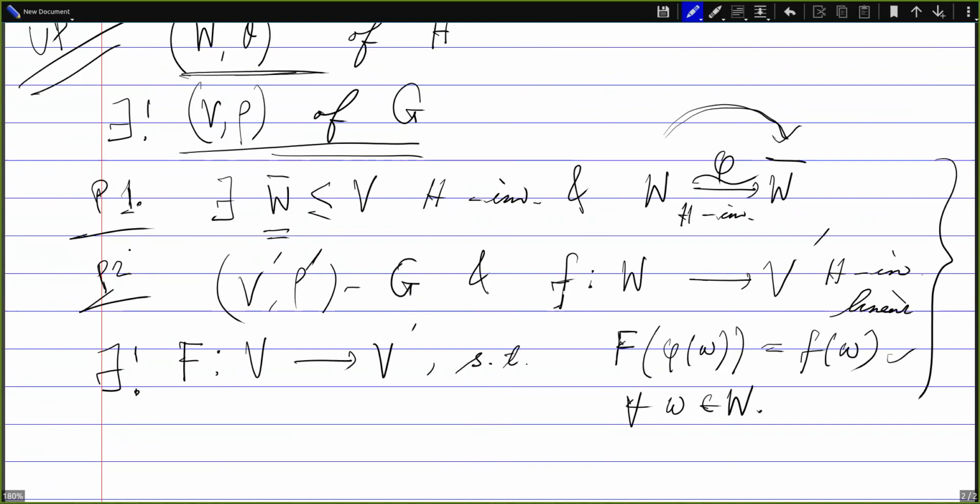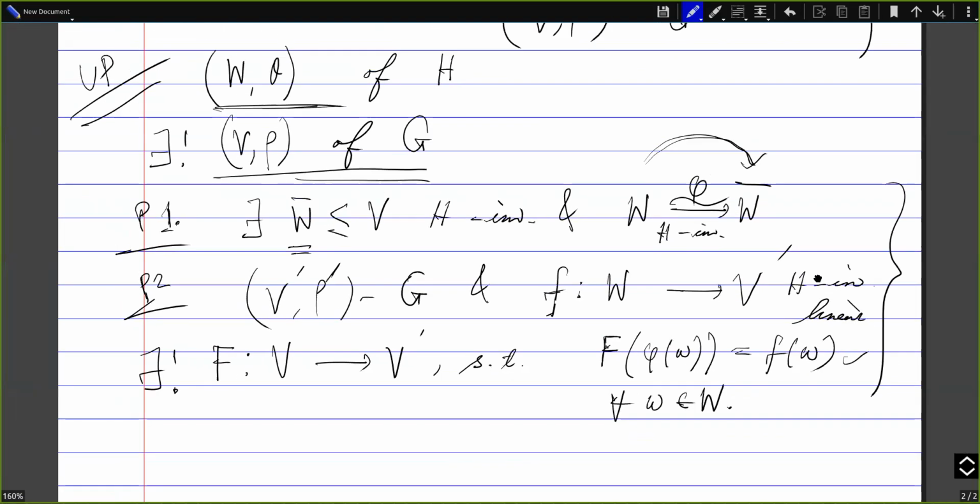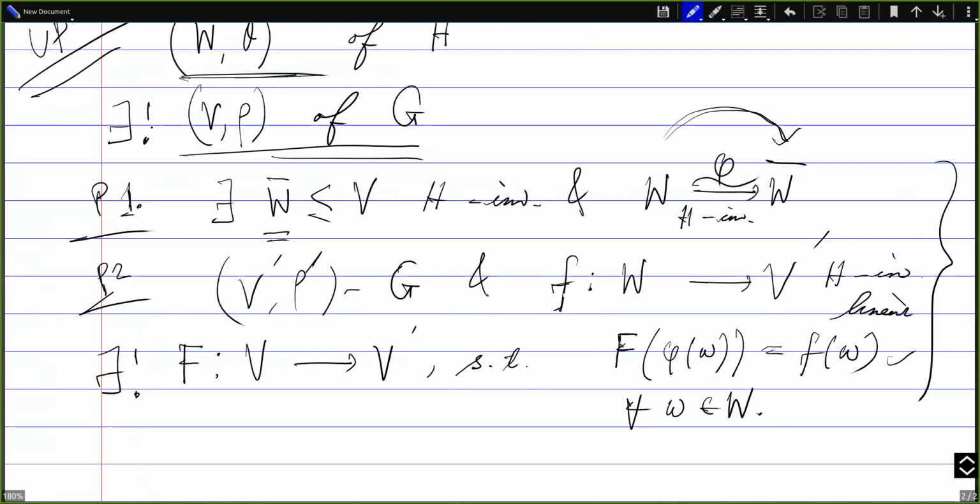Now, in order to settle the universal property, we have to prove that if (V, rho) satisfies these two properties, then it must be the induced representation. That will also follow from these two properties, the way we prove uniqueness of an object from any universal property. That's a routine one, hence I'm leaving that to you. So with that I will stop.